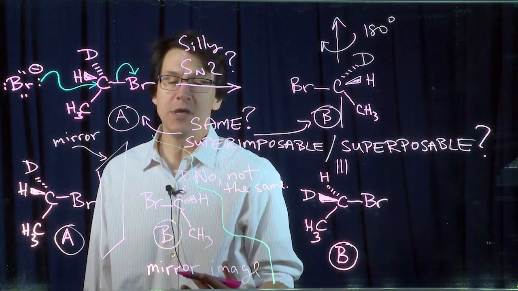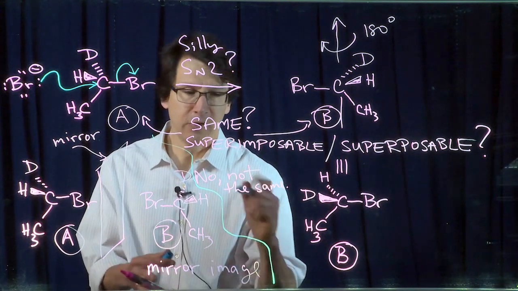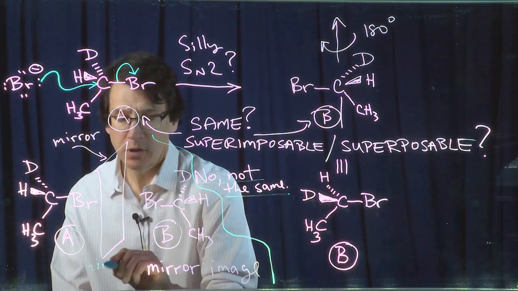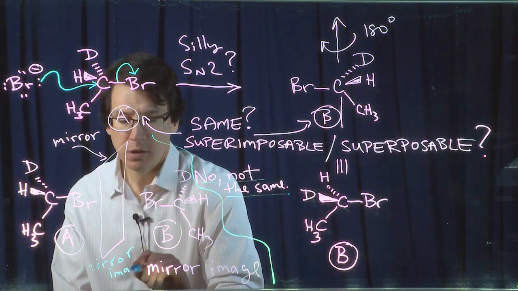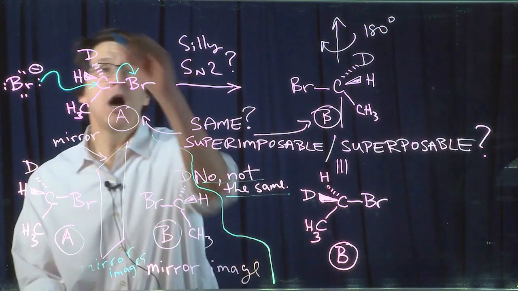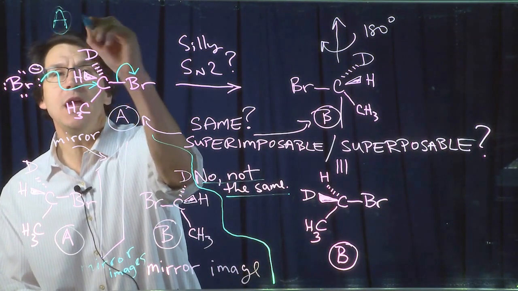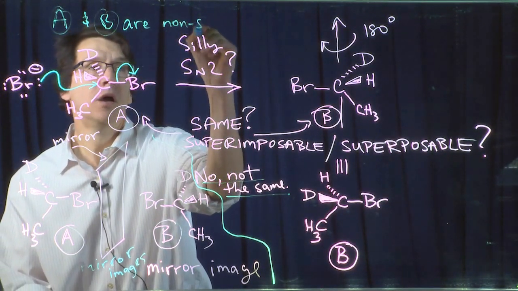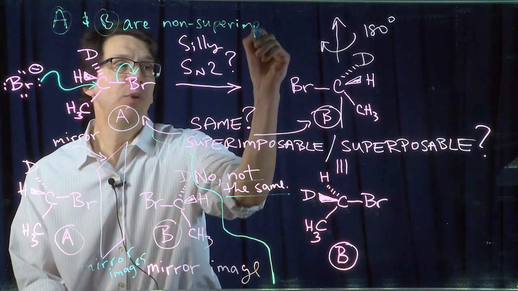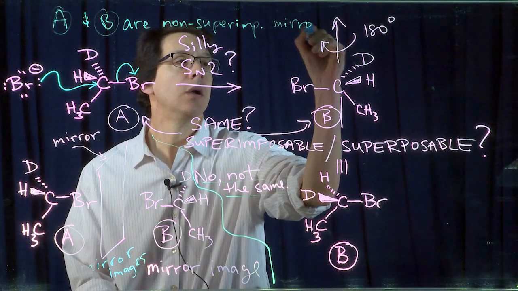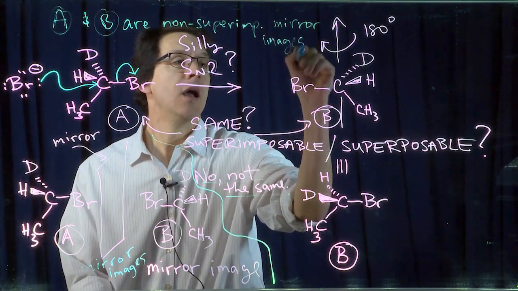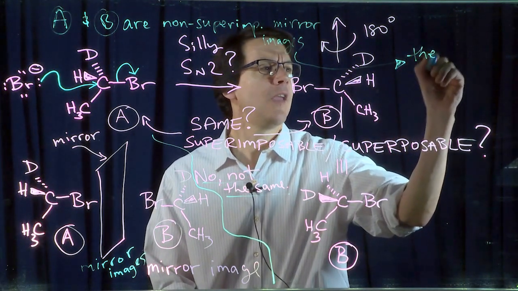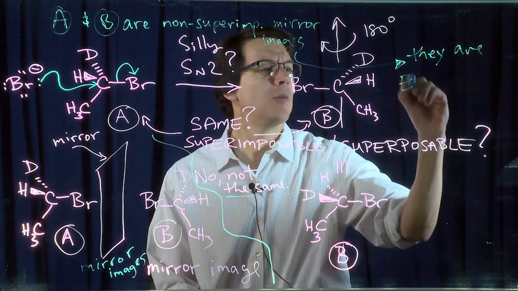So what are A and B? They're not the same, and they are mirror images. So what we have here are non-superimposable mirror images. A and B are non-superimposable mirror images. And there's a special term for that relationship between A and B. We say they are enantiomers.